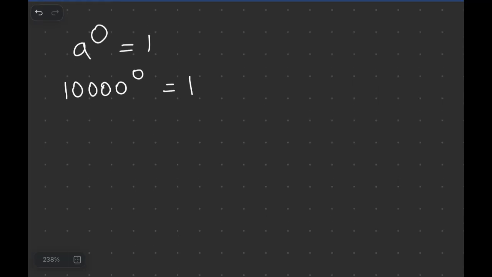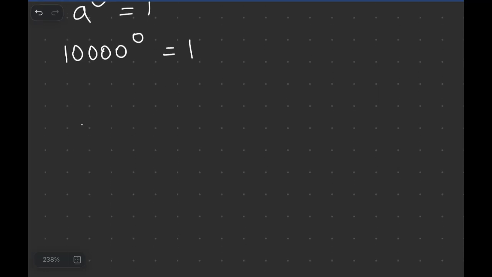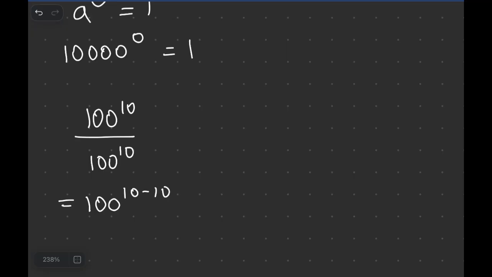And that's because we can show this by doing, let's say we have 100 to the 10 divided by 100 to the 10. This is just a division of powers, that is equal to 100 to the 10 minus 10, which is 100 to the 0. And remember, any number divided by itself is just 1. 100 to the 10 and 100 to the 10 are the same number, and hence the answer is 1. So any number to the power of 0 is 1.